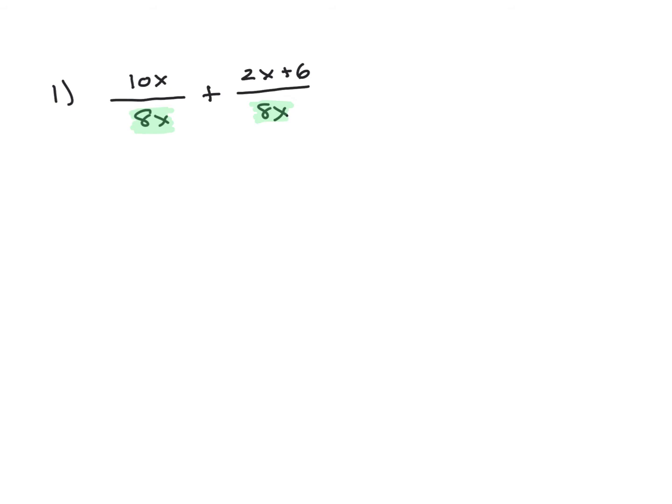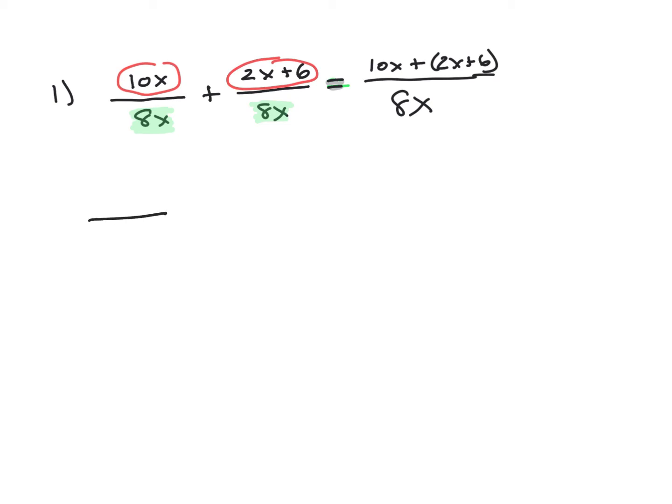So remember, when you add fractions, don't you keep the denominators the same? And then don't you add your numerators? So we're going to add those. So basically we're doing 10x plus the binomial 2x plus 6. And remember, when you're adding polynomials, you combine like terms.